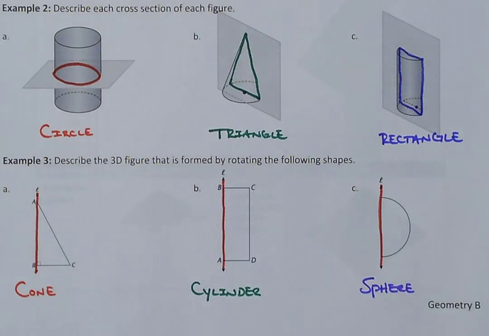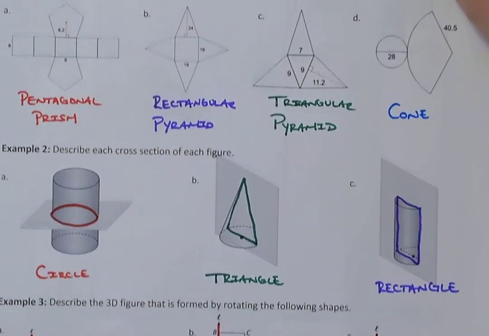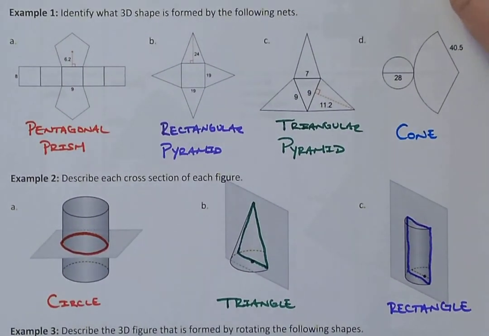And that answers all of our parts for example 3, and that completes our note for section 19.1 on nets of 3D shapes and cross sections. So today we have talked about nets, cross sections, and then shapes that can be formed by rotating shapes around a line. Remember, when we are talking about nets, it is the unfolded representation of a 3D figure.